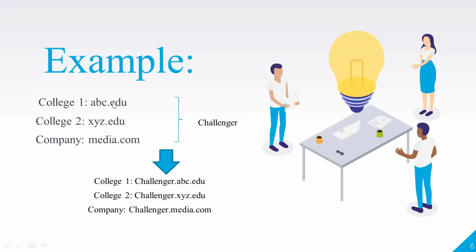Now, if you want to access this challenger in a particular organization, the address will change. For college one it is challenger.abc.edu, for college two it is challenger.xyz.edu, and for the company it is challenger.media.com. Even though the common name challenger is used in all three organizations, the addresses will be different.